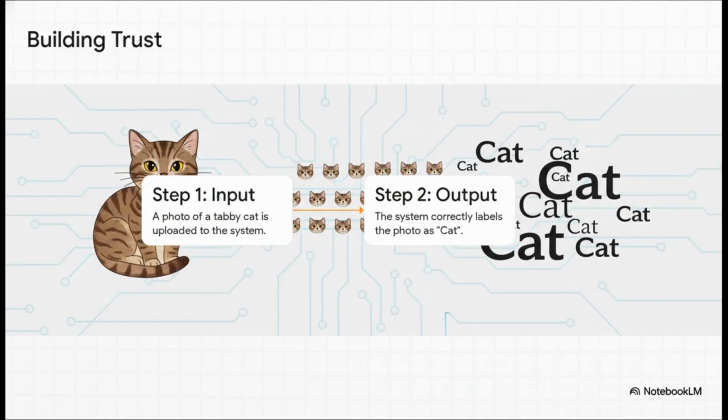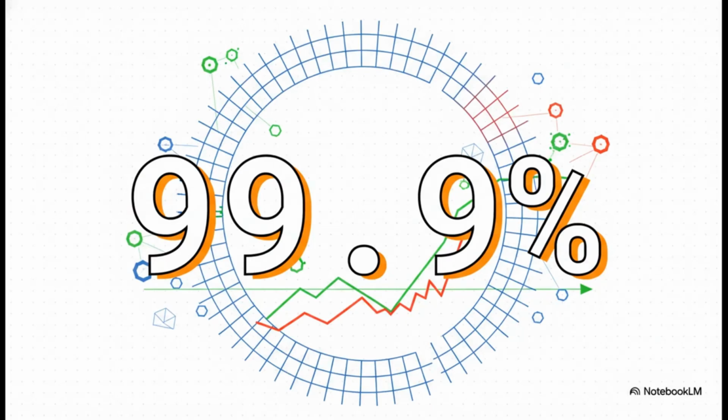Let's try another one. A picture of a tabby cat this time. And? Yep, nails it again. Cat. The system just works. Every time you use it, that pattern of reliability just gets stronger and stronger. In fact, we're not just talking pretty good. Its accuracy is an incredible 99.9%. Think about that. That's almost perfect. You have every single reason to believe this thing is basically infallible.